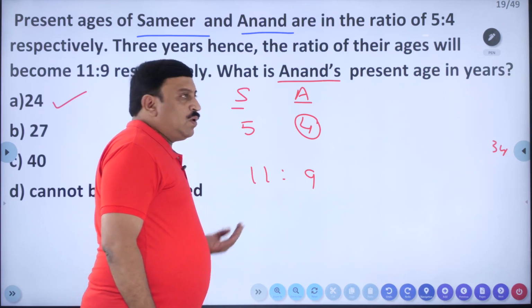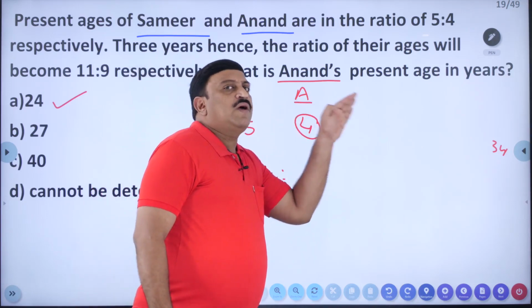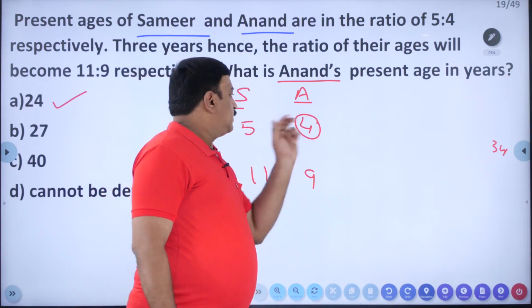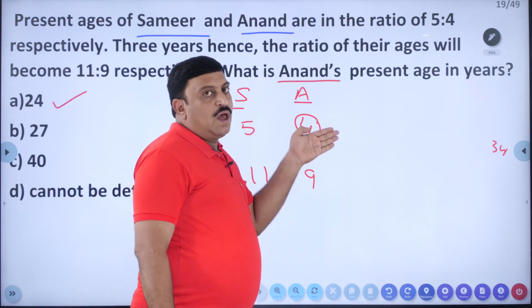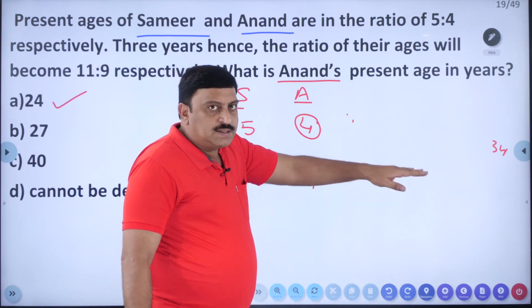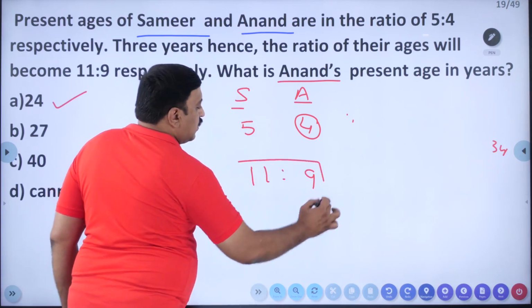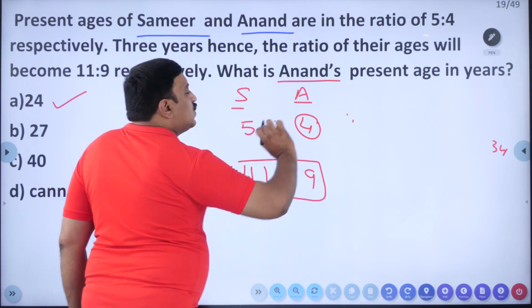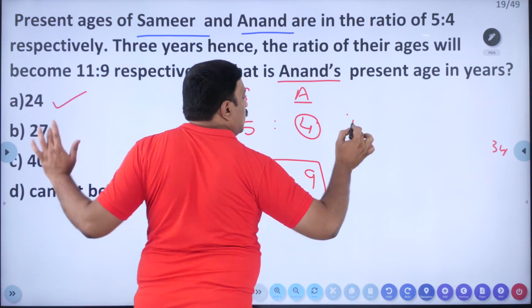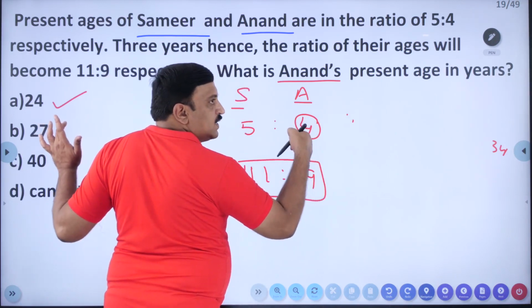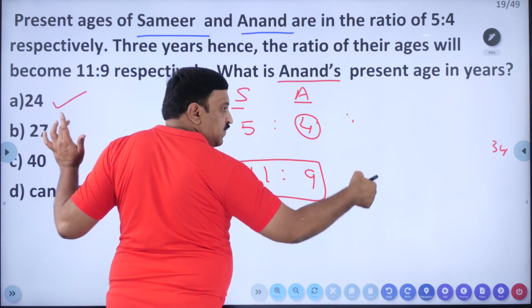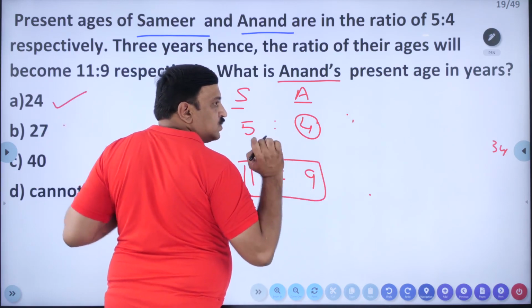So based on 24, the corresponding is this one now. You substitute the values: Samir, Anand, add 3 years to both of them. Then it should be equal to which ratio? 11:9. You have to use this ratio and make use of the answers. Take this one as a support, and take the information till you get 11:9.